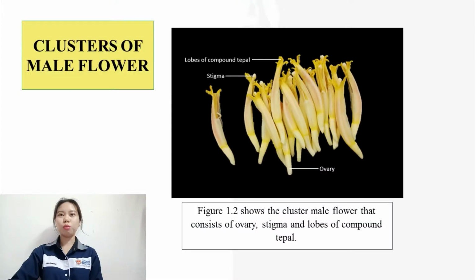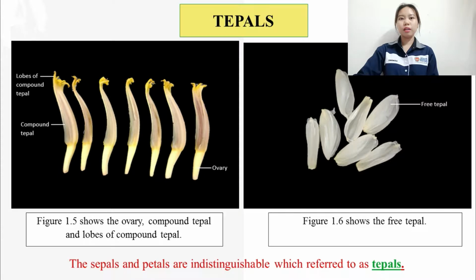In figure 1.2, the upper part of the male flower is the ovary, and the globular shape is the stigma, and this is the loop of compound tepal. Next is the tepal. The sepal and petals of banana cannot be differentiated, therefore it was called tepal. And this is the tepal of the banana.